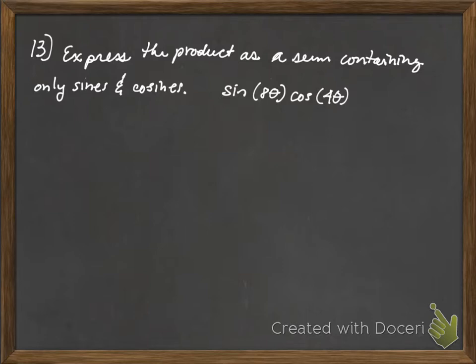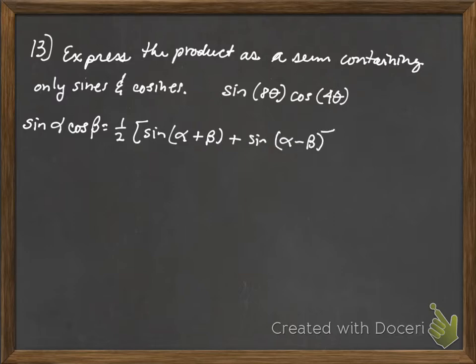Once again, before we start, we need to know what the product-to-sum formula is. I found one that said sine alpha cosine beta equals 1/2 times sine of alpha plus beta plus sine of alpha minus beta. And all we're going to do is plug and play. Alpha, by the way, is going to be 8 theta, and beta is going to be 4 theta.